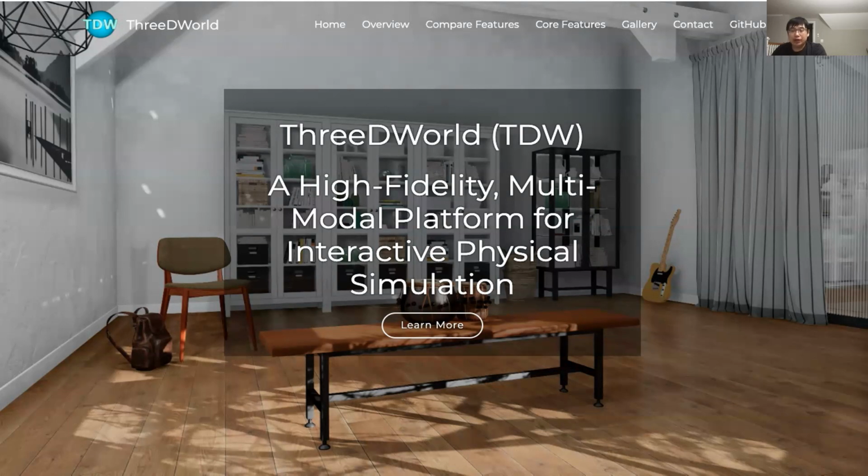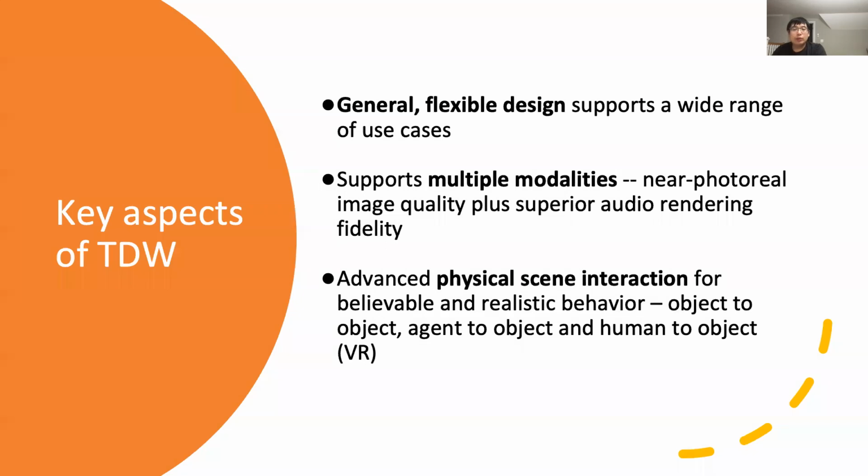And since last year, we have made a strong push to open source this platform and also switch its main focus from passive machine perception to embodied intelligence, robot learning, as well as cognitive-inspired AI. To begin with, I would like to give a brief introduction about TDW.